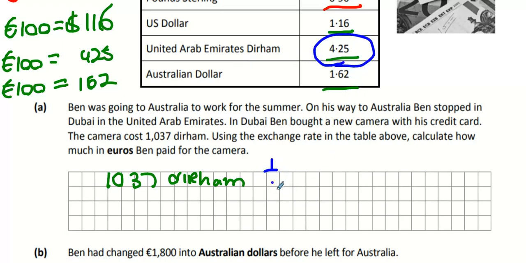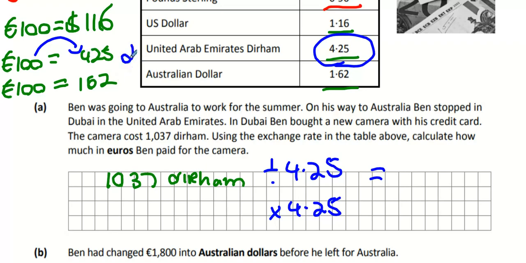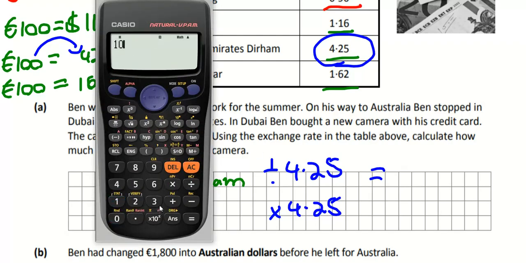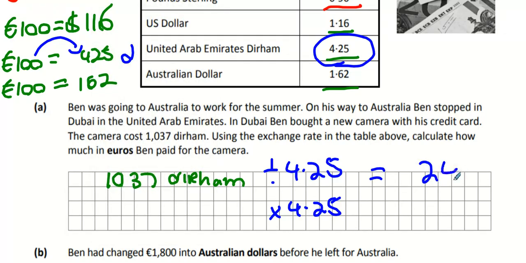Now, I have a question for you. Are you expecting a bigger answer or a smaller answer in euro? Look at it. Look here. €100 is 425 dirham. Dirham is always the bigger number, not the smaller. So I have to get a smaller number. Otherwise, it's not right. 1037 divided by 4.25. This costs 244 quid. Is everybody happy with that?